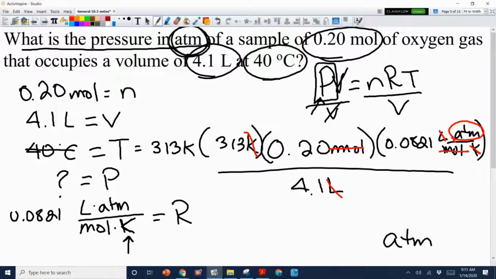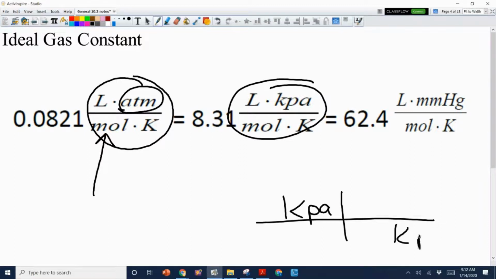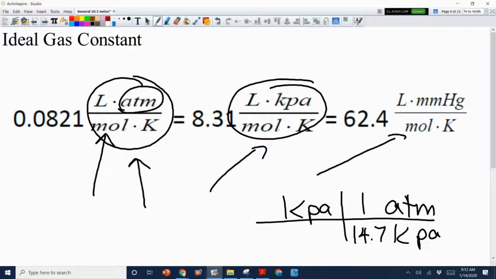Now, if you mistakenly used a different ideal gas constant, like say you use the one for kPa right here, you used 8.31, then you're going to get your answer in kPa. Then you would have to convert that over to atmospheres. Okay, you would have to use the conversion of 101.3 kPa is equal to 1 atmosphere. So just make it easy on yourself. Use the correct ideal gas constant so it gives you the unit you want for your answer. Then you don't have to do another conversion.